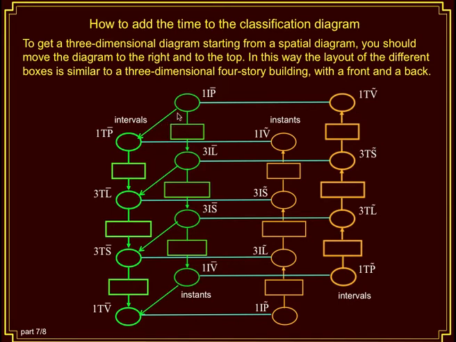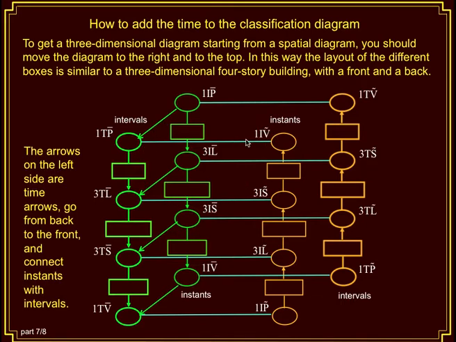Well, these are the time arrows that connect the instants with the intervals. On the left, these are the configuration variables. On the right, you have always time arrows that connect instants with intervals, both on the left and on the right. Hence, we have this typical structure with the arrow coming from back to front on the left and from front to back on the right.